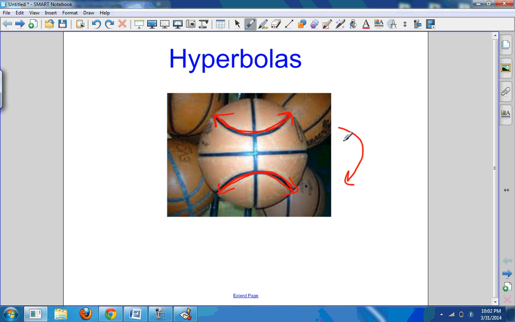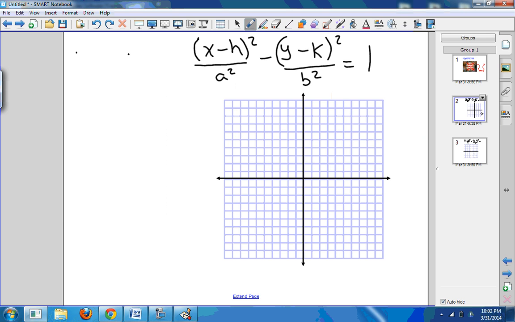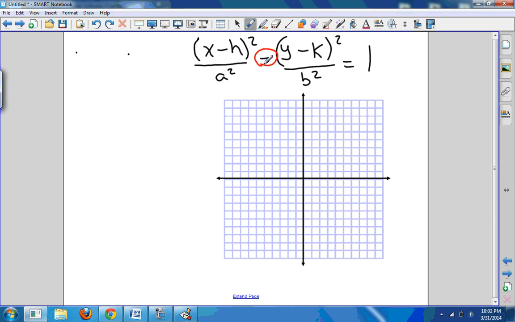We can also have a hyperbola going like this. We call this a horizontal hyperbola, and we call this a vertical hyperbola. Alright, so let's take a look at the equation for a hyperbola. You'll notice up there, it looks very similar to our ellipse equation. There's only one difference. See if you can spot it. And the difference is right here. That minus sign completely changes the shape from my ellipse to a hyperbola.